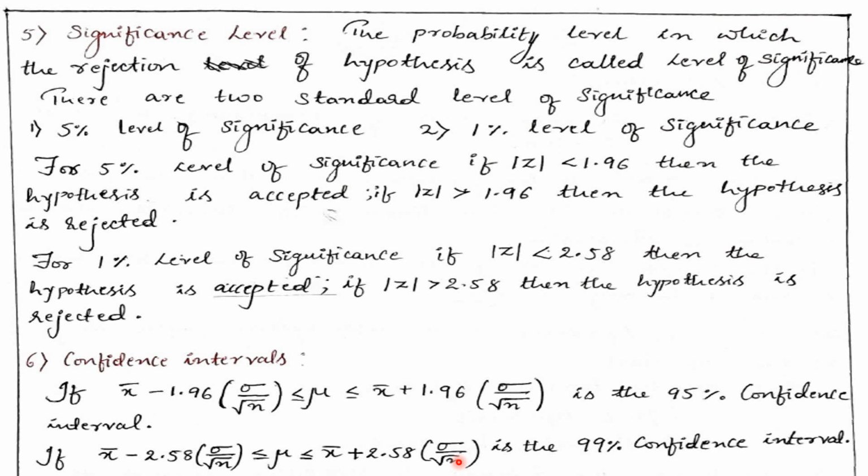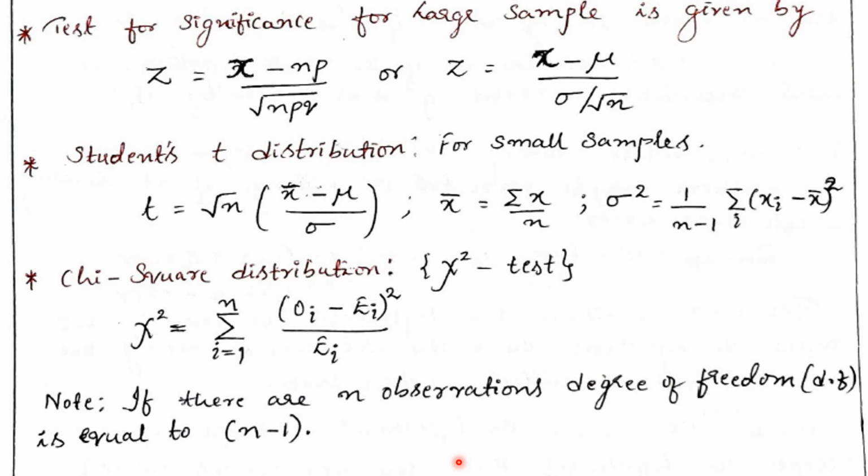So now moving on to the main concepts of sampling theory, I am going to discuss only 3 topics: test for significance for large sample, which is given by a formula, then the student t distribution and the chi-square distribution. In this session I am going to discuss only 2 concepts, that is, test for significance for large sample and student t distribution.